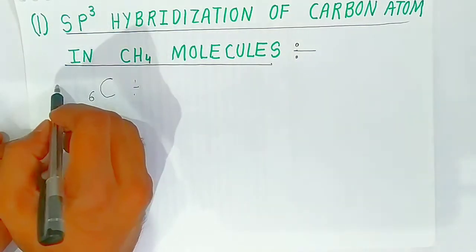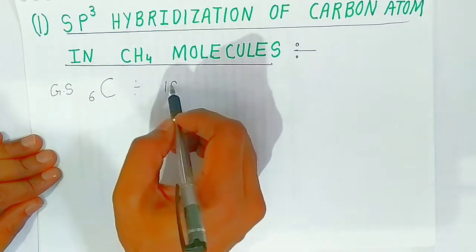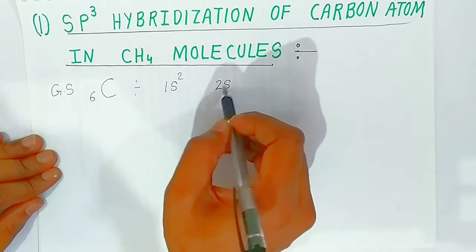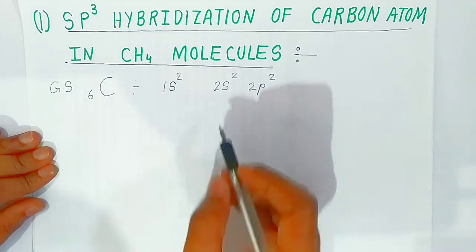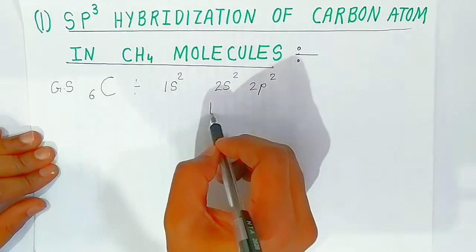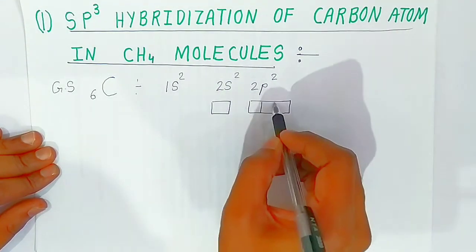The ground state electronic configuration of carbon will be 1s2, 2s2 and 2p2. Correct students? This is the orbital notation. You can also write the orbital diagram like this. In the orbital diagram, p has 3 subcells, you can draw like this.